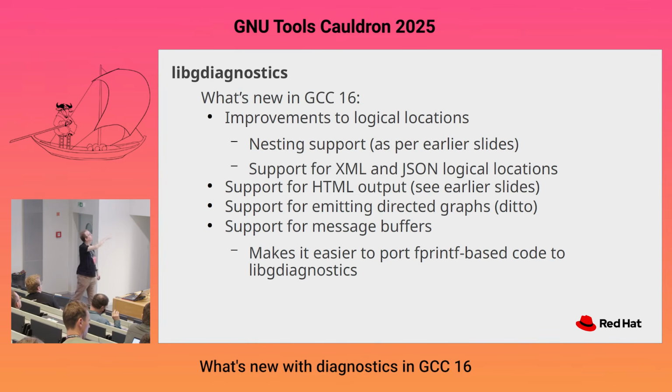And then the new thing actually is message buffers. I tried to port ld, the linker in GNU binutils, to use libgdiagnostics for its output, and it basically ran into the fact that internally it's doing lots of fprintfs. So basically this is how to make it easy to port fprintf-based code to this API.